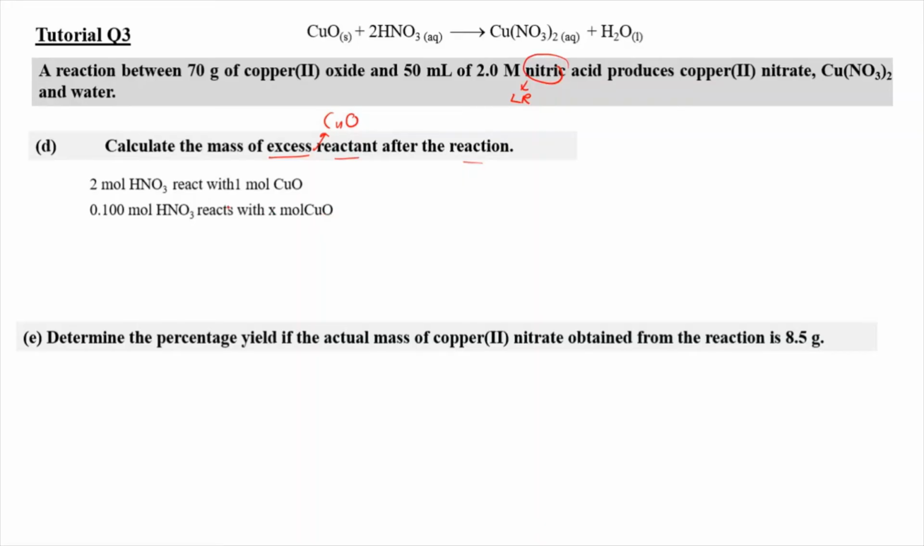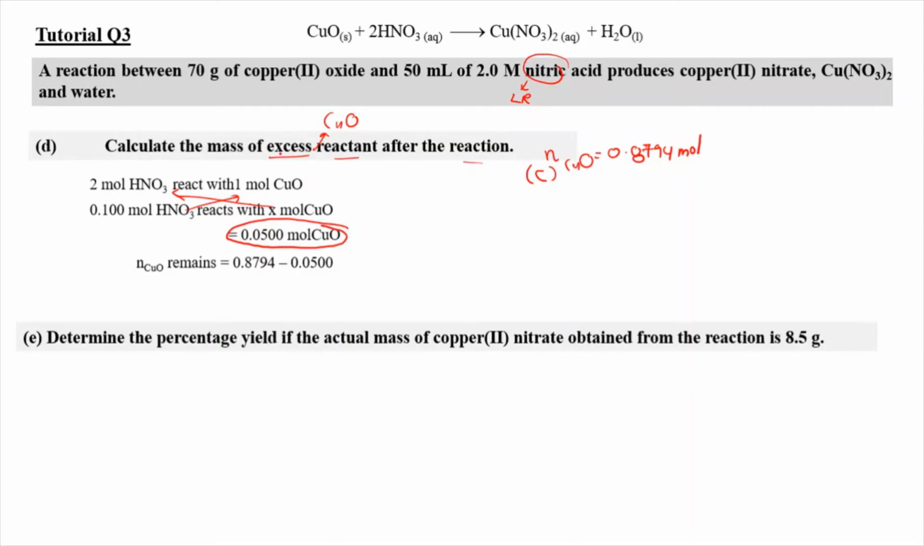So in order to find X, it's basically a cross multiplication, and the number of mole of CuO that has been used up during the reaction is 0.0500 mole of CuO. Okay, and you know that in the previous question, which is question C, the number of mole of copper oxide available is 0.8794 mole. But now in the reaction you have used up 0.05.